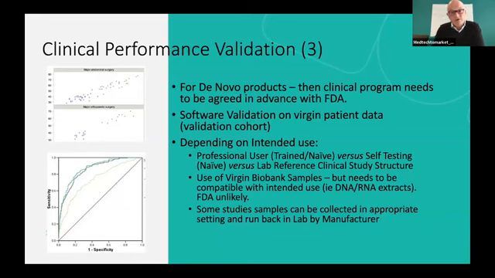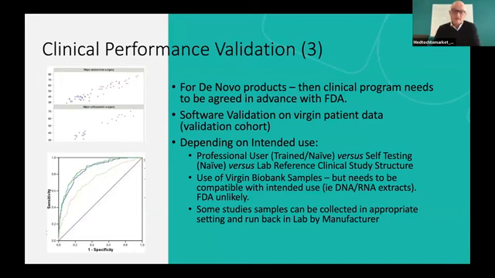So if you're a home user product, then you need to compare professional user that are trained or naive versus self-testing versus a lab reference method. So you're demonstrating your product actually is accurate to lab quality, whether it's a professional user or a self-tester. So that's the kind of study that you need to generate there.